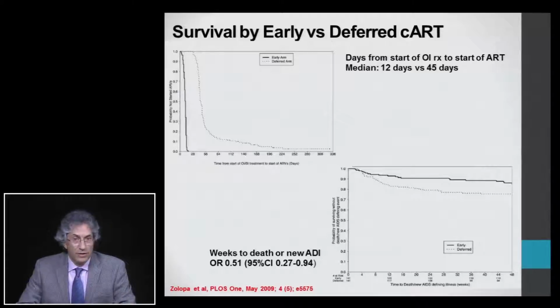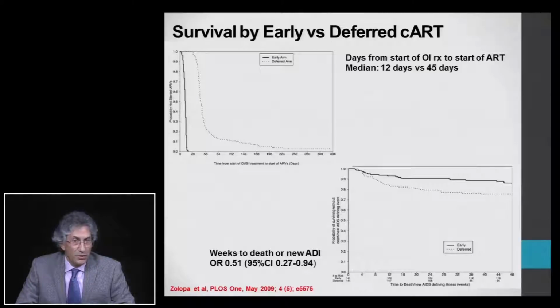This shows those results. The left-hand panel on the top shows how quickly people got on antiretroviral therapy. The solid line showed the very rapid. This slide is upside down compared to the others. It's just how the studies were published. The drop in the line on the left, the solid line, shows from 0 to 100% how quickly people in the early treatment arm got onto antiretroviral therapy. So most were on within a couple of weeks of treatment.